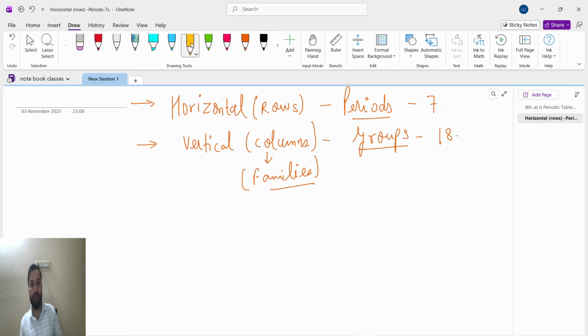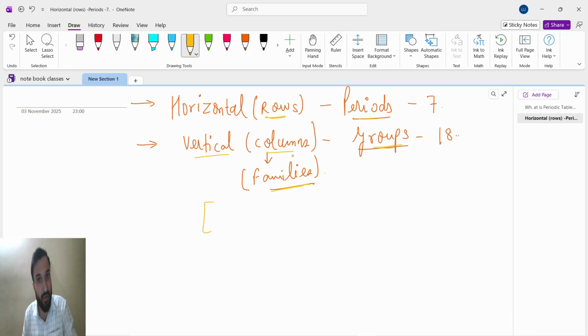Now see here, the main thing is why the vertical column is called as groups or families, and why the horizontal row is called as periods. Very important. Vertical column is called a group or family like a group of friends or families. In groups and families we have certain rules. Like in a group of friends, if you will not go tomorrow, that friend will also not go to school tomorrow.